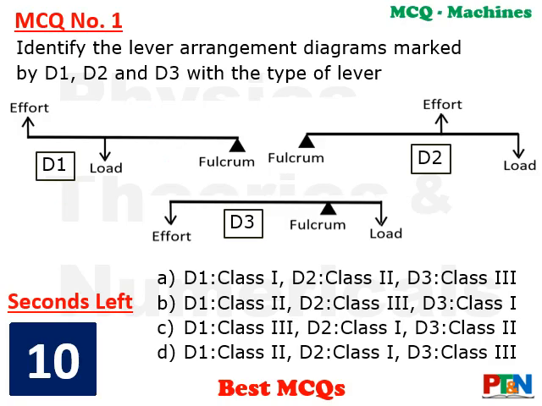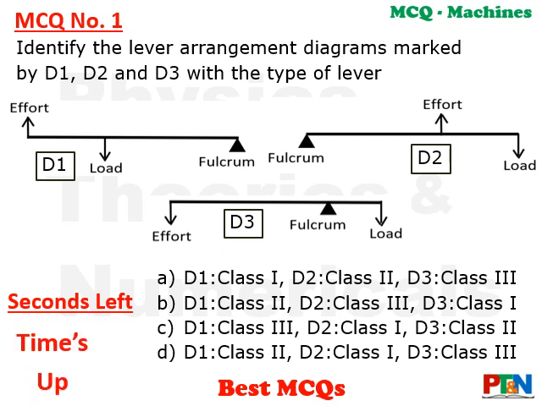First MCQ. There are three lever systems shown here, marked D1, D2, D3, and you have got four options. You need to find out which diagram is for which class of lever. You have got 10 seconds time to come to your option. Timer starts now. Time's up. Let's see the answer.